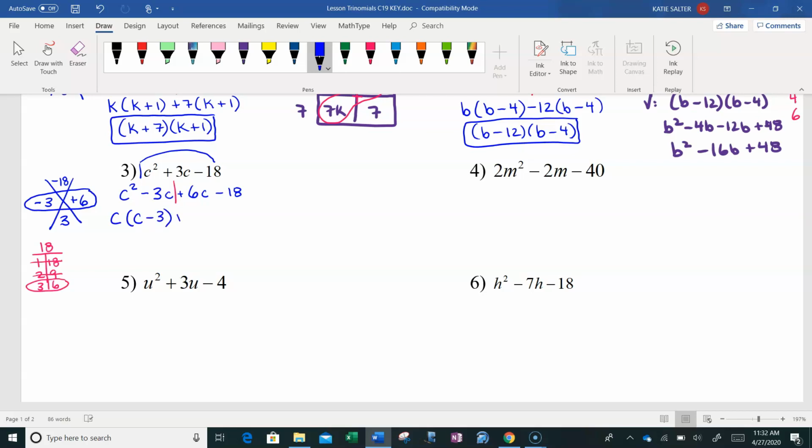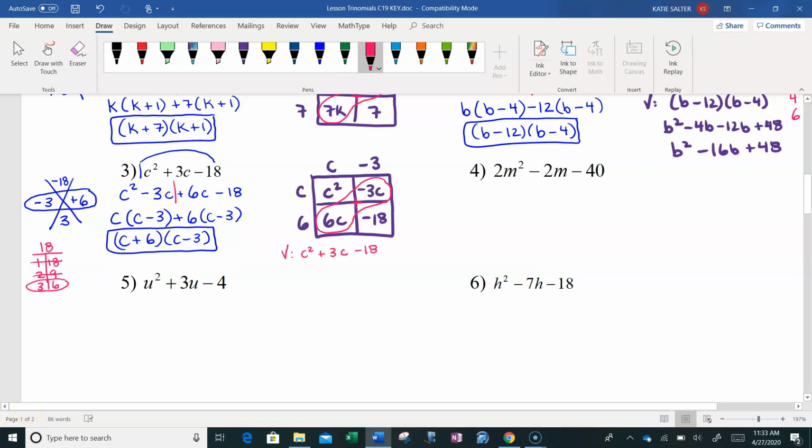What do the next ones have in common? Positive 6. Remember, do some foreshadowing. What do I want to divide out of here so that I'm left with c minus 3? Our two common groups are exactly the same. So we put the c plus 6 together, the outsides, and then we just put the c minus 3 beside it. Remember, you only have c minus 3 once, not twice. And again, always check by box or FOIL.